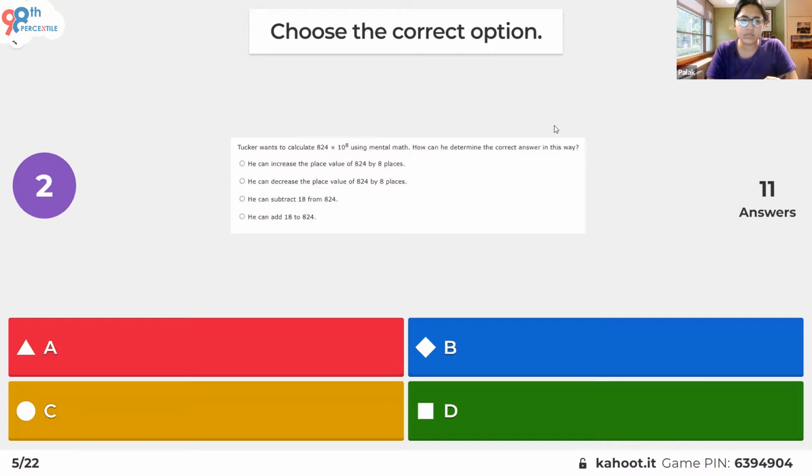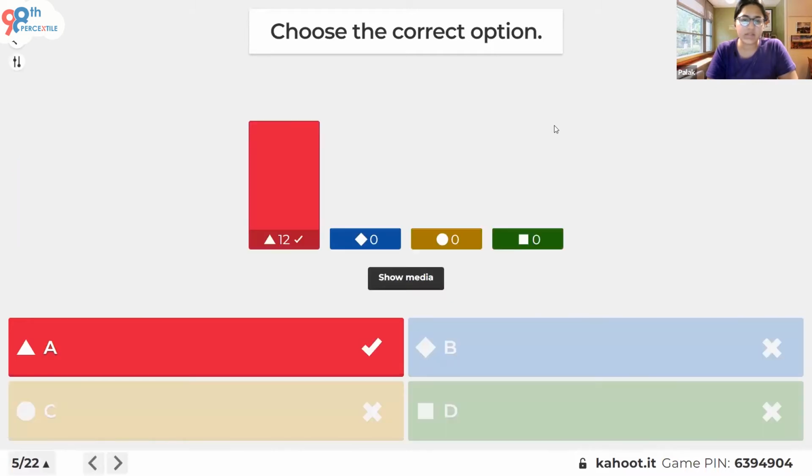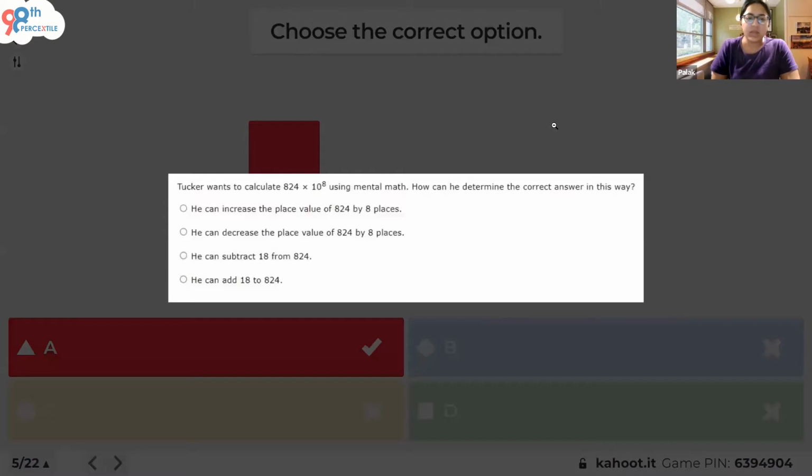Okay, so we have all the answers, and yes, absolutely correct. All of you are right about it. He wants to calculate this using mental math. He can increase the place value by 8 places. He can decrease the value of 824 by 8 places.